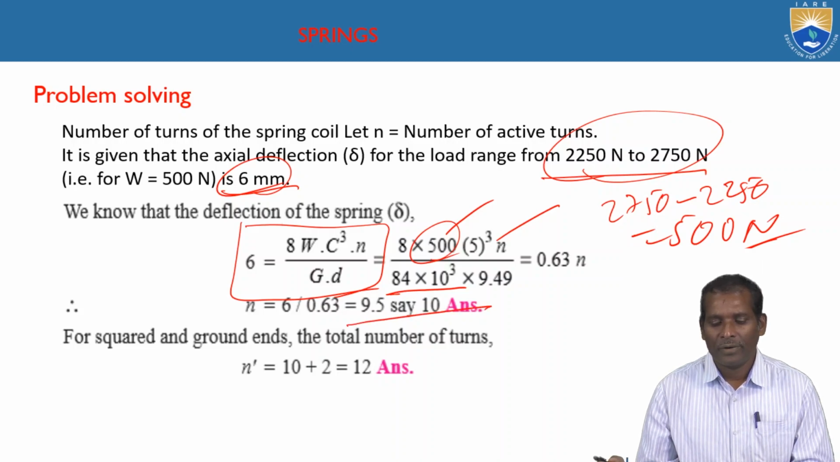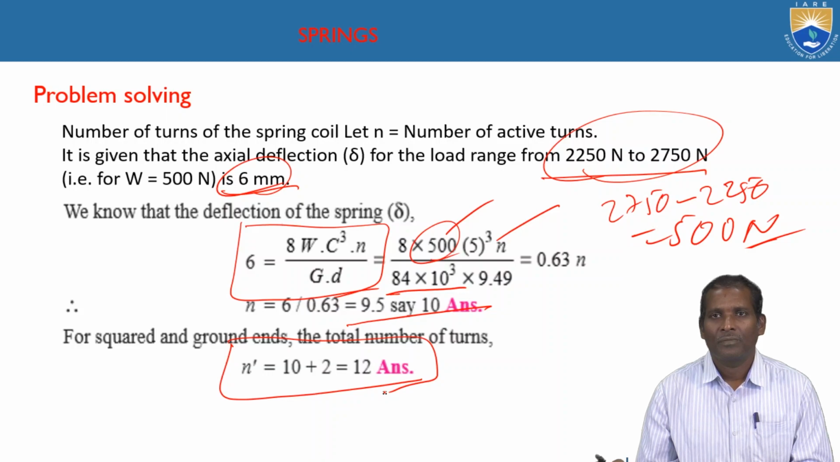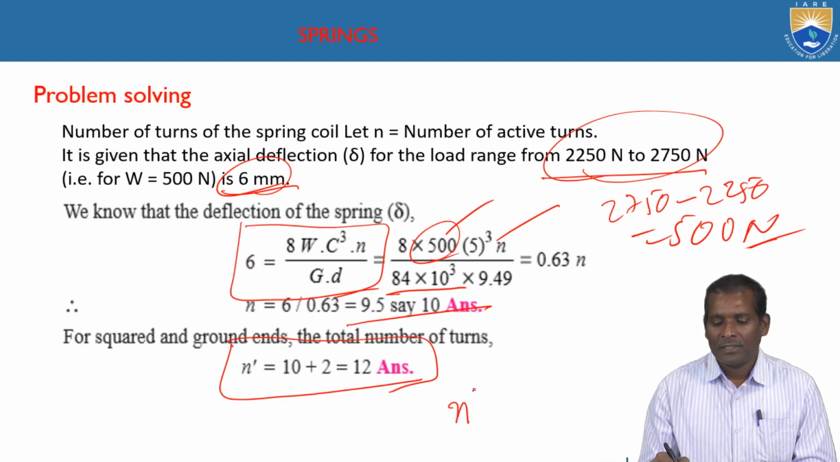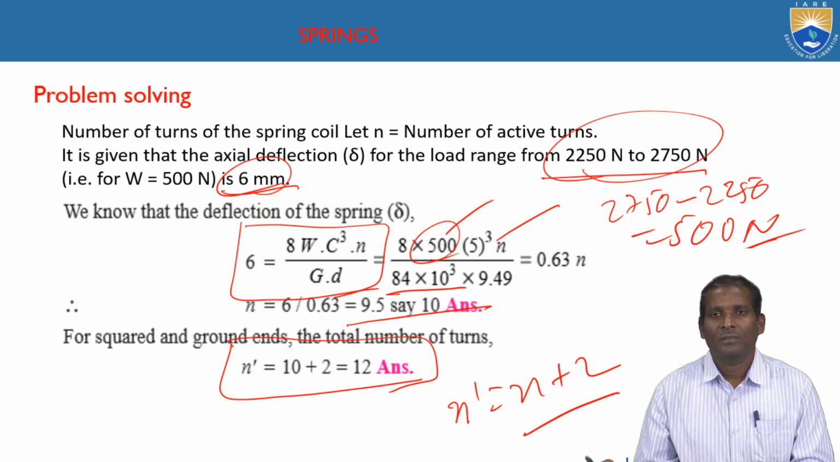For squared and ground ends, the total number of turns n dash is equal to n plus 2. So here the calculated n is 10, so I have to add 2. So n plus 2 is 12. So this is the final total number of turns.